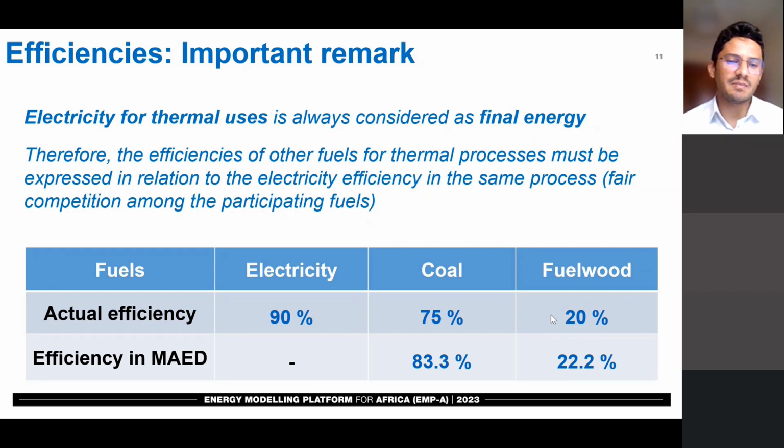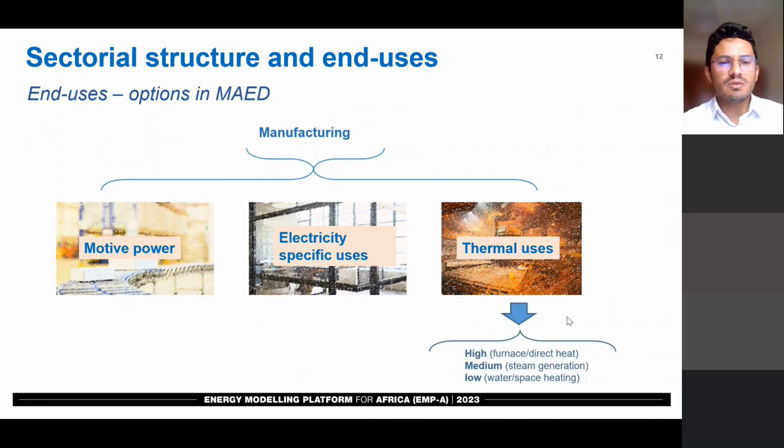Okay, so for example, here we have 90%. This is the actual efficiency, but the efficiency entered in this empty cell is 1. It's 100%. I should also adjust the other efficiencies for other energy forms according to this efficiency of electricity. We will see this also in another example. Okay, so let's move to manufacturing.